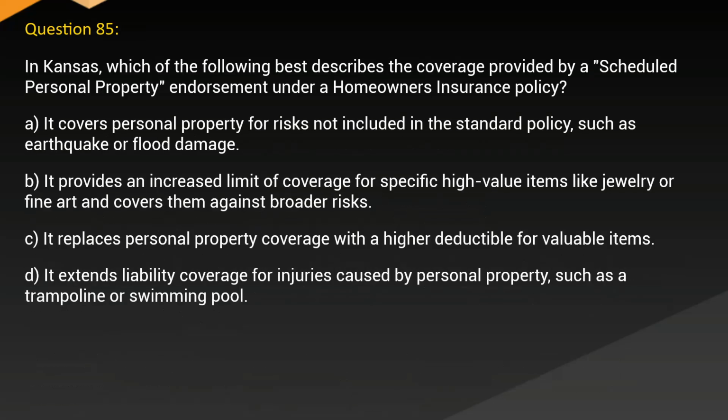Question 85. In Kansas, which of the following best describes the coverage provided by a scheduled personal property endorsement under a homeowner's insurance policy? A. It covers personal property for risks not included in the standard policy, such as earthquake or flood damage. B. It provides an increased limit of coverage for specific high-value items like jewelry or fine art and covers them against broader risks. C. It replaces personal property coverage with a high deductible for valuable items. D. It extends liability coverage for injuries caused by personal property, such as a trampoline or swimming pool.